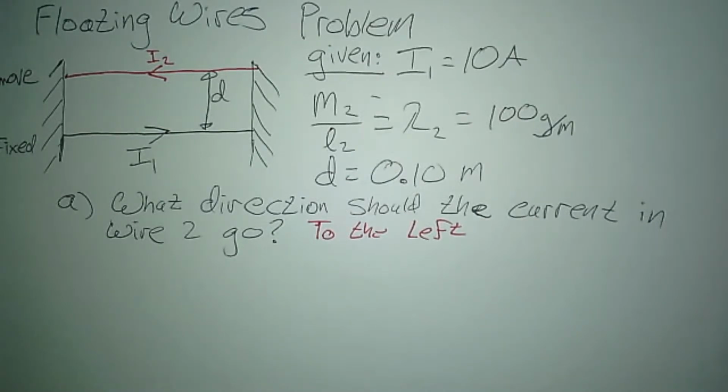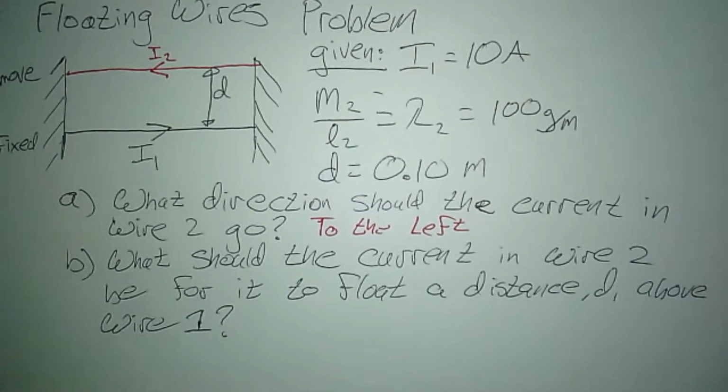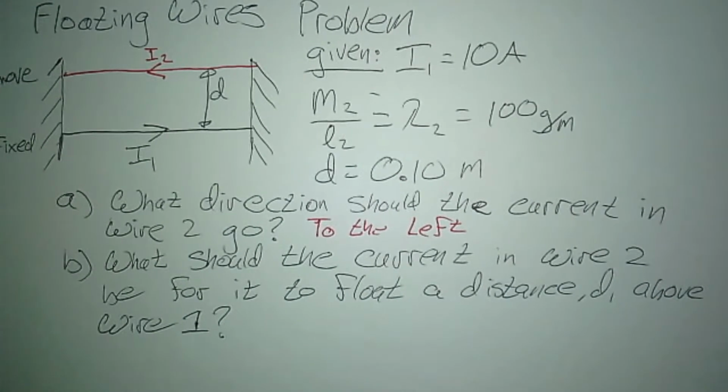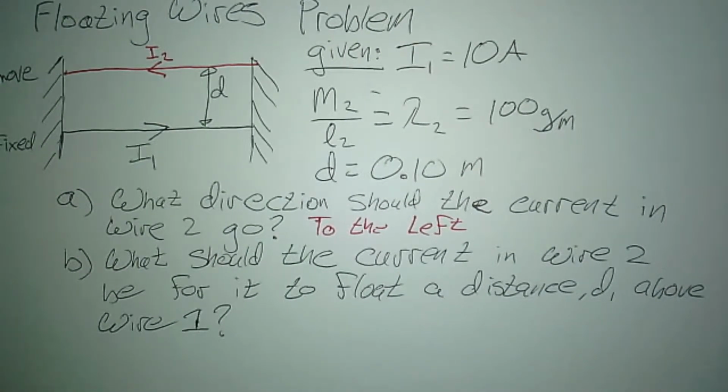Now on to part B. So part B asks, what should the current in wire 2 be for it to float a distance d above wire 1? So I'll solve that equation we had before and rederive it, because you should too when you have these problems, because you want to make sure you get it right.